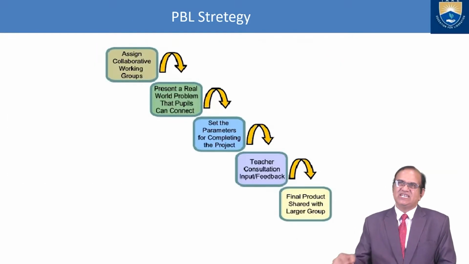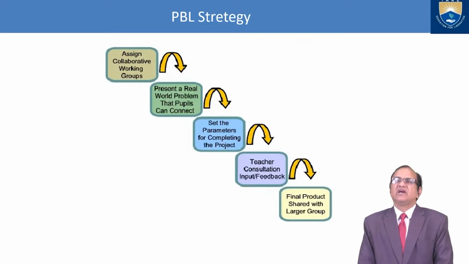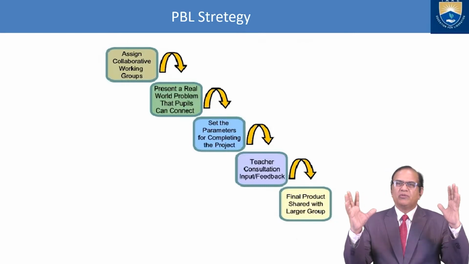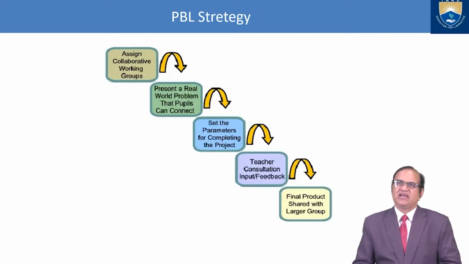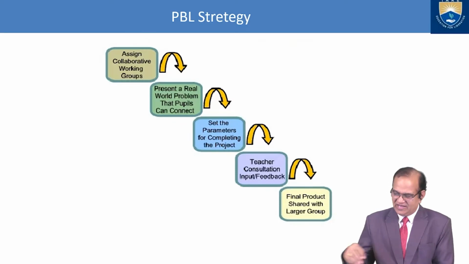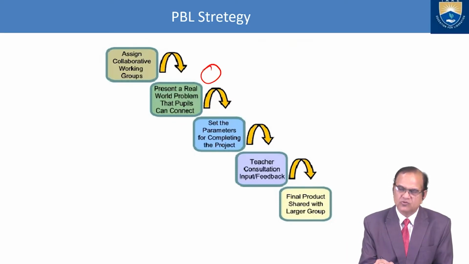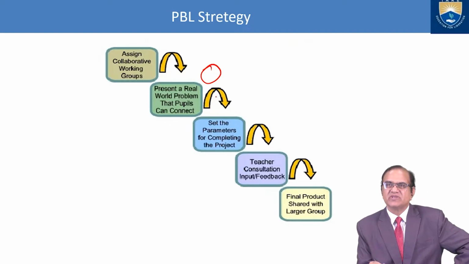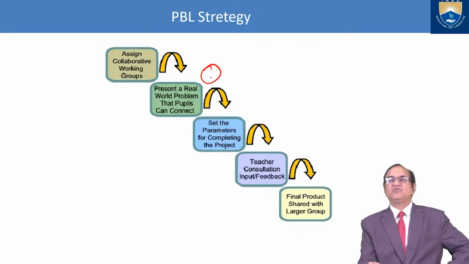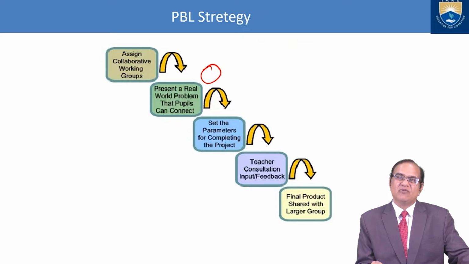Now what is the strategy to be followed for project-based learning? Here I have represented it as a block diagram, and we will go one by one. First one is to assign collaborative working groups. So the first task is to make a group. Then present a real world problem that people can connect with, and the students have to find a problem in which they are interested. Don't just give what they are not interested in. If you do like this, the student is not going to perform.